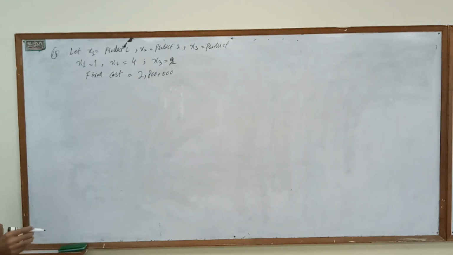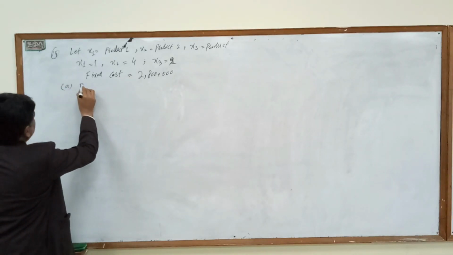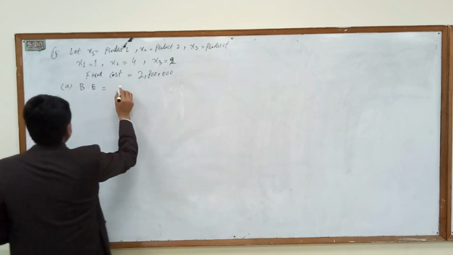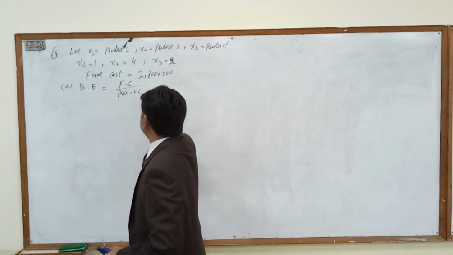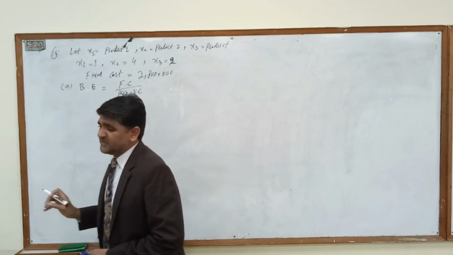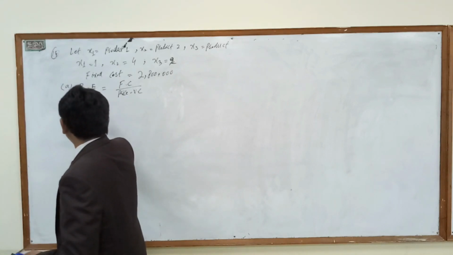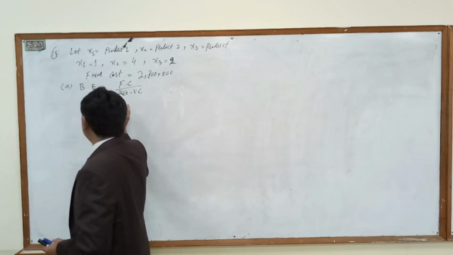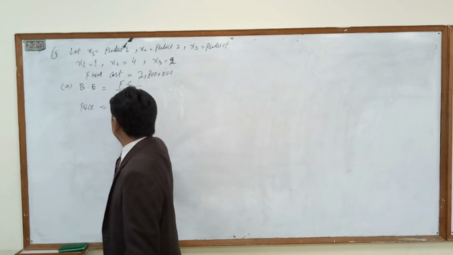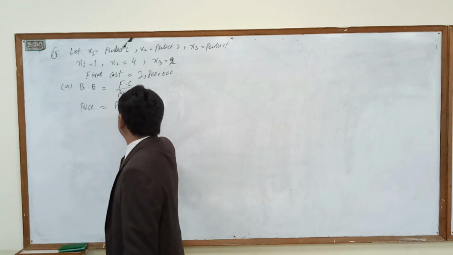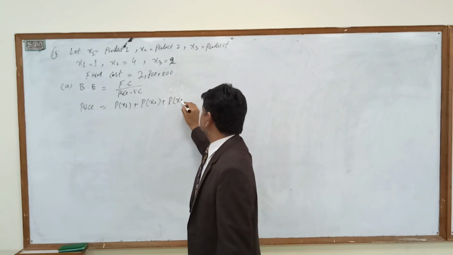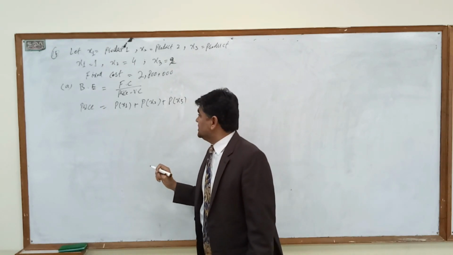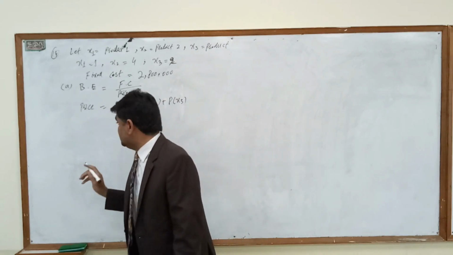Okay, in this case, part A, we need to determine break even. What is break even? Fixed cost divided by profit, which is price minus variable cost. Do we have price in the table? Yes, sir. So first you can determine the price function: price of X1, 40, plus price of X2, plus price of X3. Okay, students? Yes. What is the price of X1? That is product 1, 40.